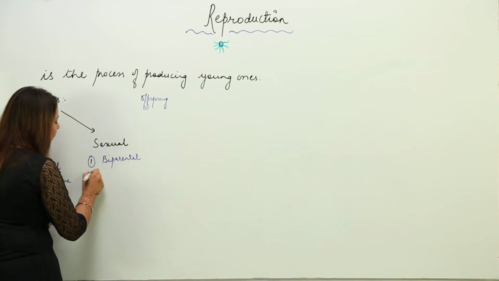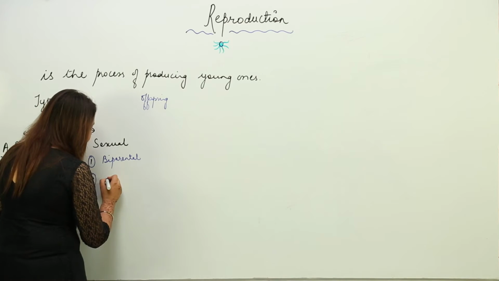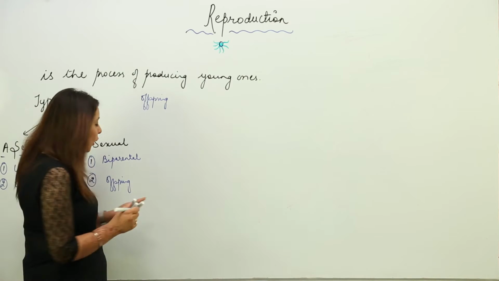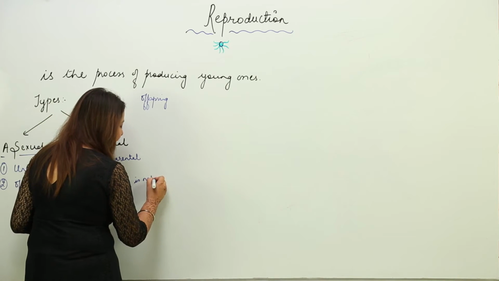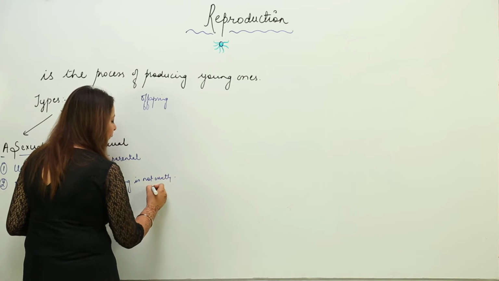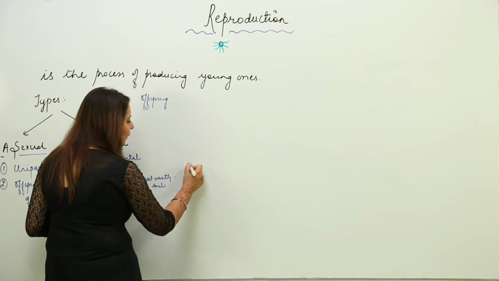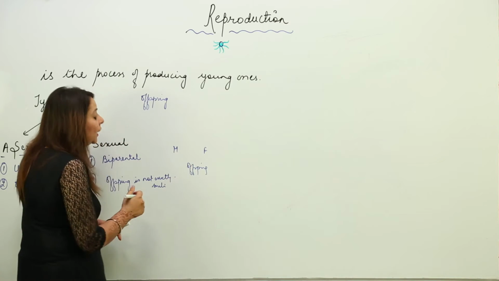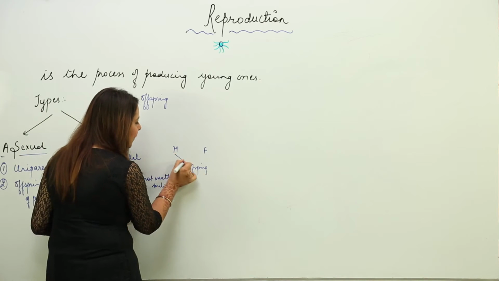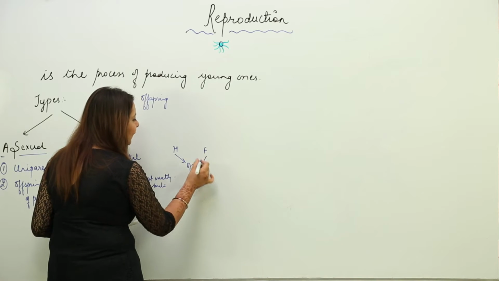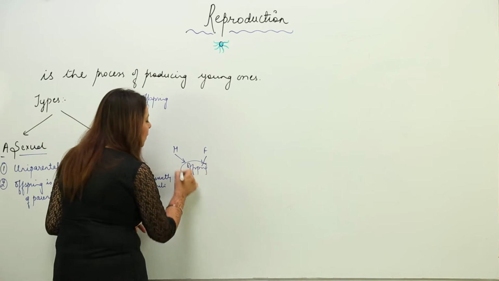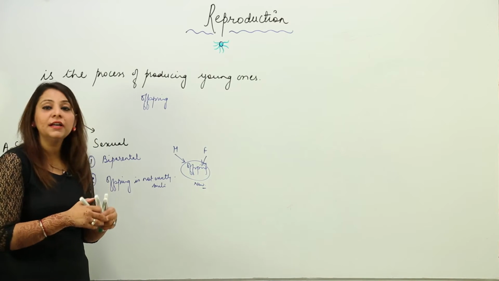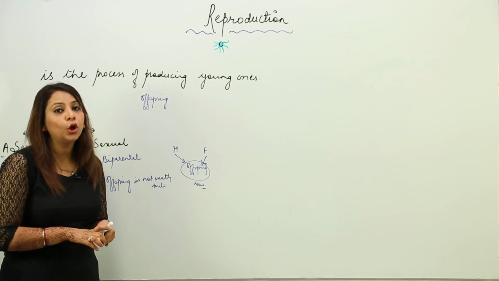But in sexual reproduction, what we observe is that the offspring produced is not exactly similar, because there are two parents involved, that is mother and father, or male and female. So the offspring will inherit some characters from the mother, some characters from the father, and some characters will blend together to form new characters. That is why the offspring produced in sexual reproduction is not a clone of the parent.